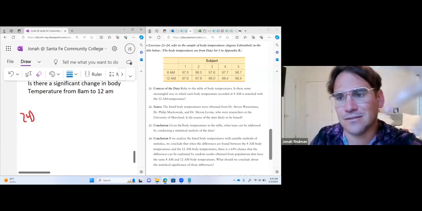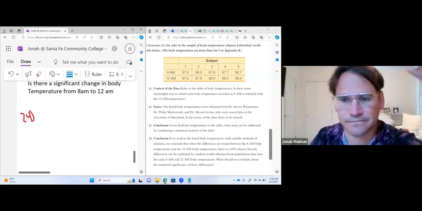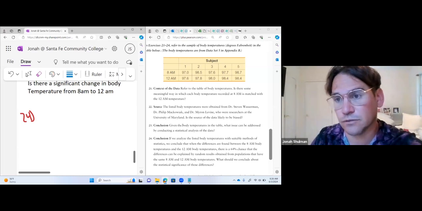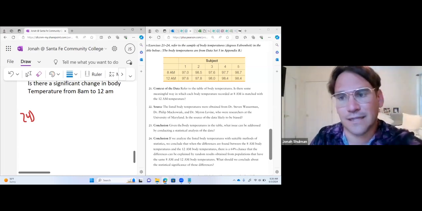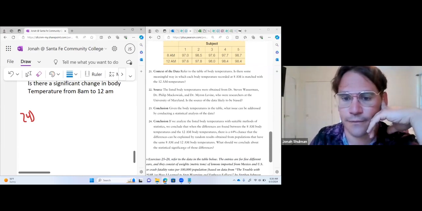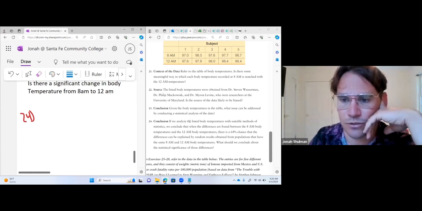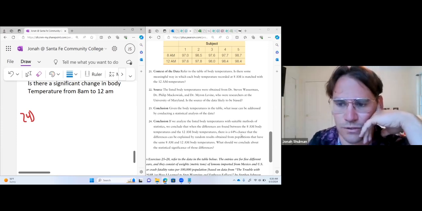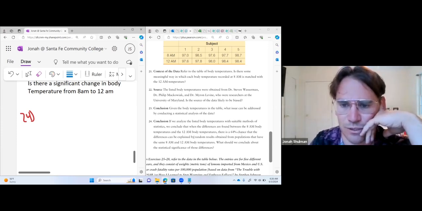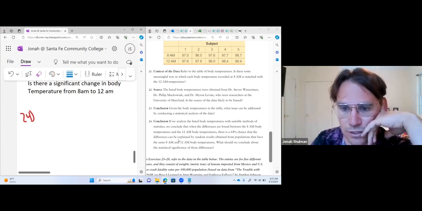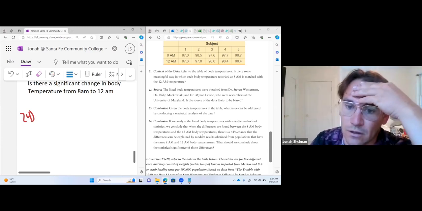A t-test is basically we're evaluating means, and we could actually run this. We can run it on Excel, we can run it on StatCrunch, we can run it on whatever we want. So if we analyze the list of body temperatures with suitable methods of statistics, we conclude that when differences are found between 8 a.m. and 12 a.m., there's a 64% chance that the differences can be explained by random results obtained from populations that have the same 8 a.m. and 12 a.m. What should we conclude about the statistical significance of those differences?